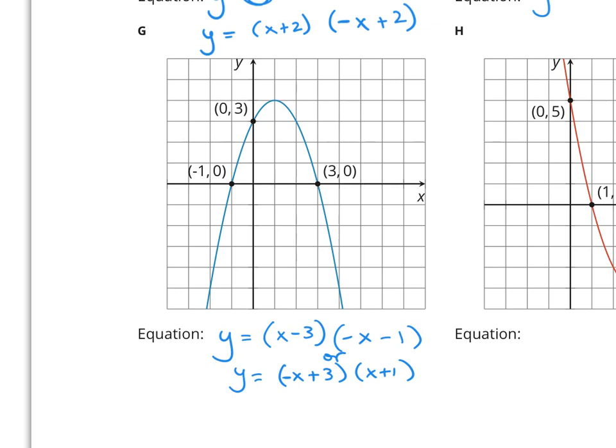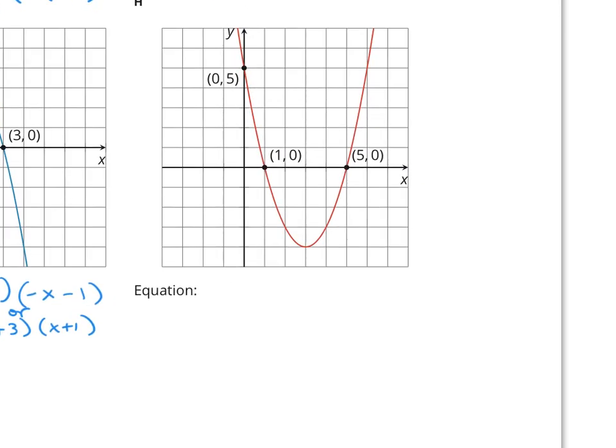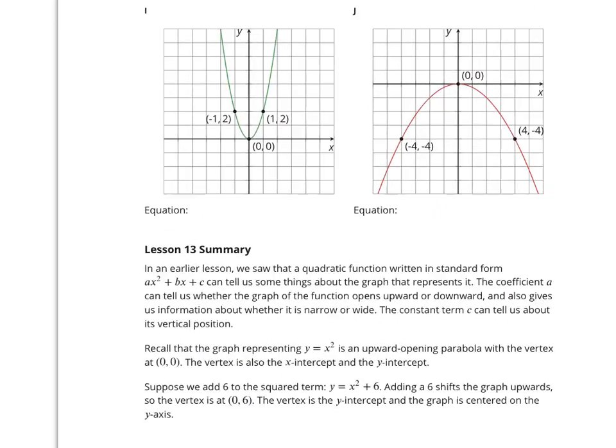All right, let's look at H. So for H, we have 2 x-intercepts at positive 1 and positive 5. It opens up, so my equation would be y equals x minus 1 times x minus 5. All right, let's take a look at the last two.